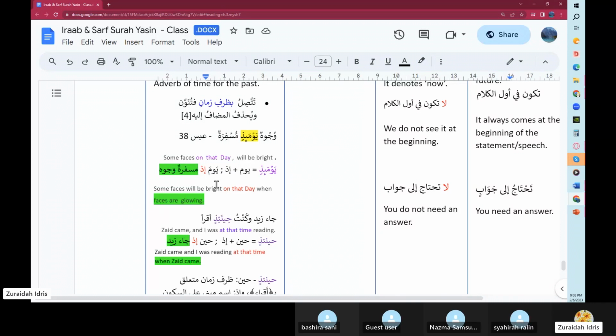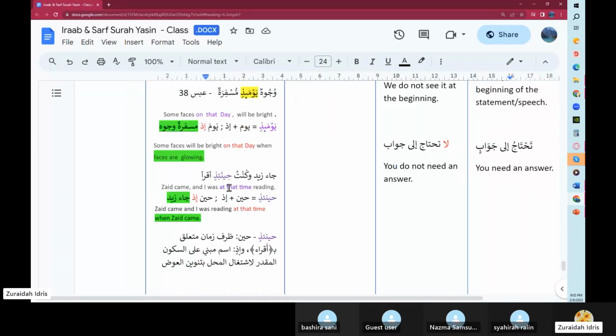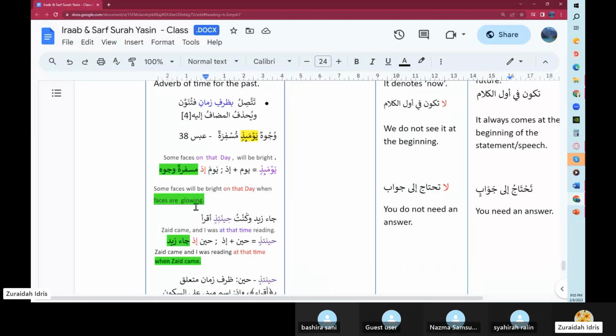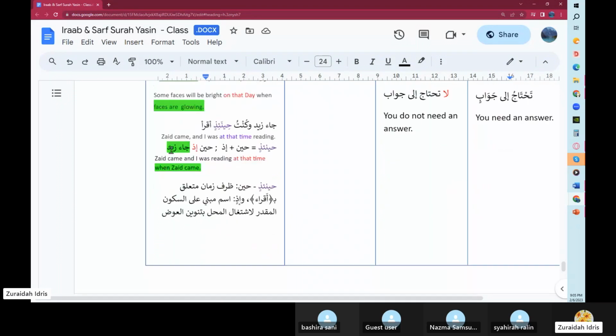So in this case, I finally figured it out, Sister Bashira. I asked, so the words were like this: some faces will be bright on that day when faces are glowing. This is the jumlah that is dropped. And when we drop this jumlah, it is no longer yawma idh. It becomes yawma idhin. Remember, when you drop the mudaf ilayh, the mudaf then becomes no longer light by itself. So this is what's happening here.